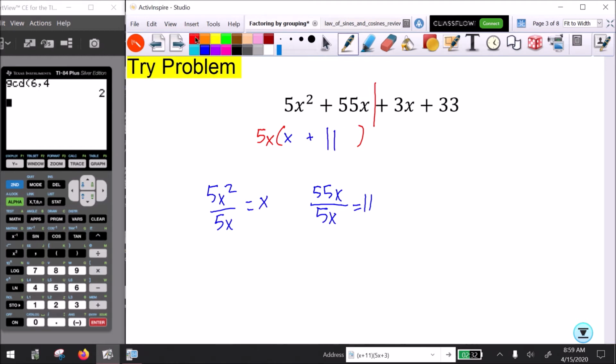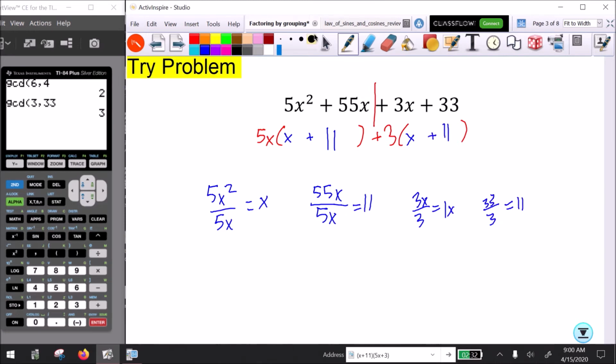All right. Now these last 2 terms in the expression, these have a greatest common factor of what? Well, what's the number that goes into both 3 and 33 evenly? It's 3. We're going to factor out a 3. And what is 3x divided by 3? It equals 1x. What is 33 divided by 3? That is 11.